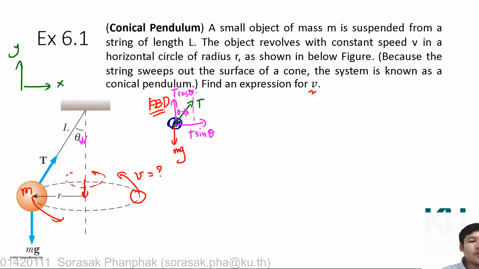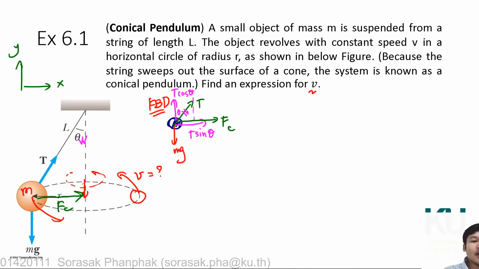Now what causes this motion as a circle is the centripetal force pulling inward here. This is the centripetal force. So the T sin theta here is the centripetal force. That is the reason this object is still moving in a circle like this.